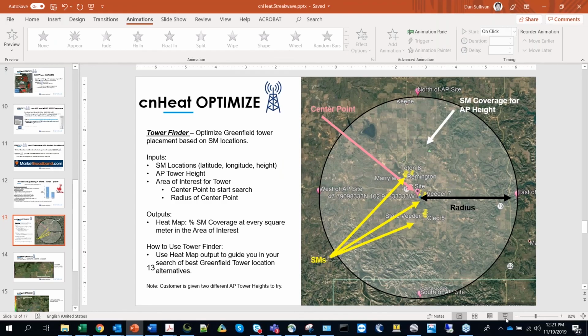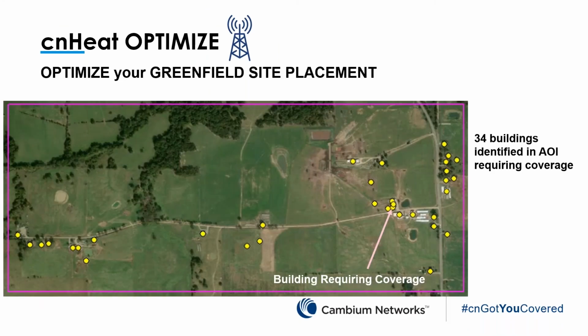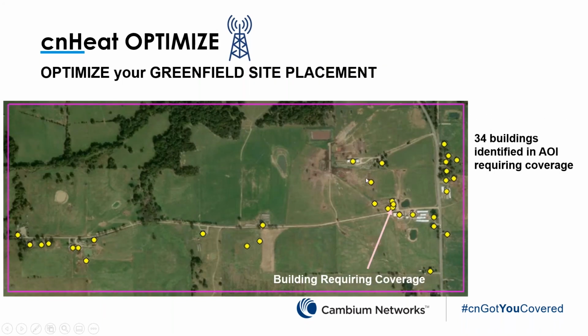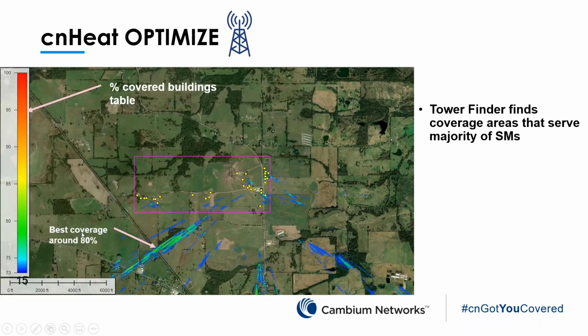Okay, now we're going back to the presentation, and this next slide is going through what I just showed you, but in a different way, so I'll repeat it one more time. Here's a small area of interest, and it could be wider than what we just showed. There's 34 buildings right here. You specify the buildings, and then again we run the coverage. It's just showing it a different way.